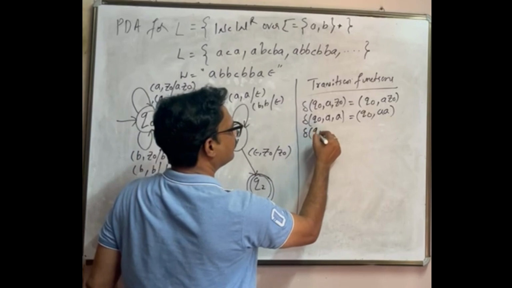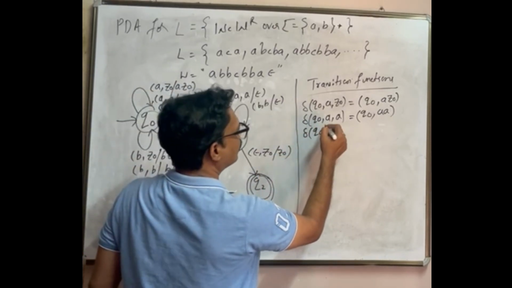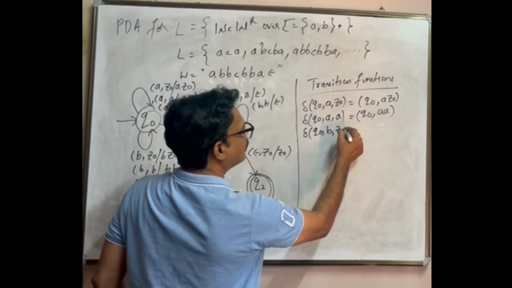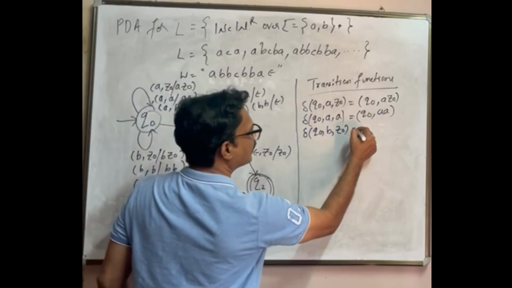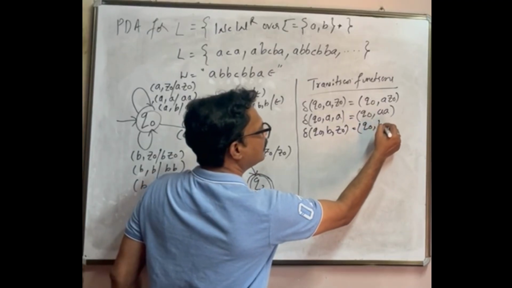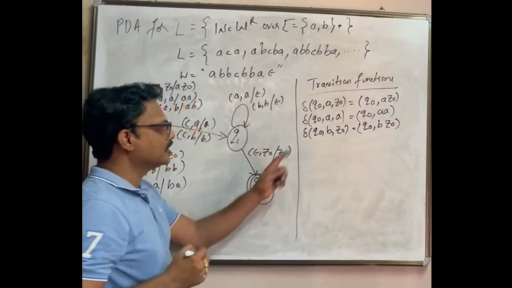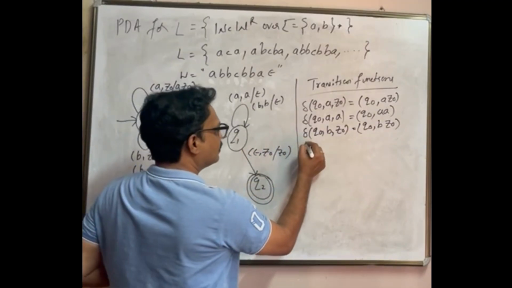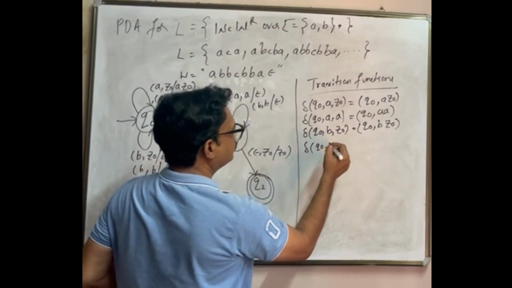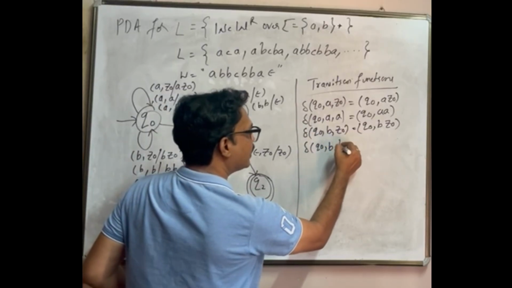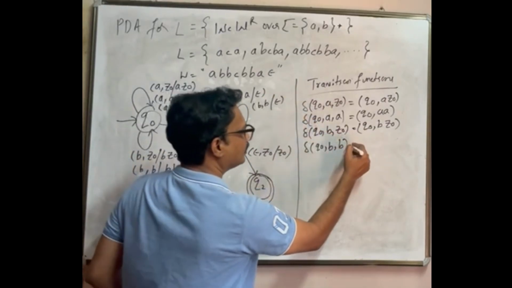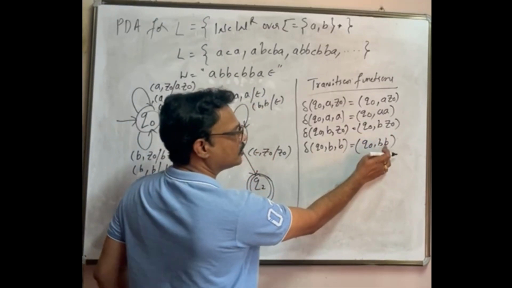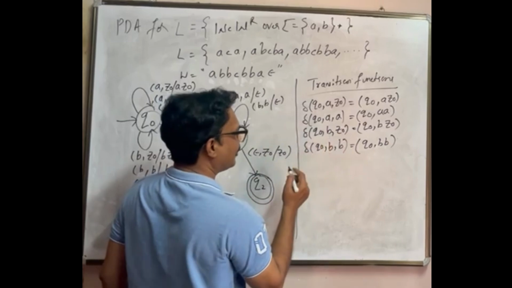Then if on Q naught, if B is read and the top of the stack is Z naught, so Q naught B Z naught. That is, B will be pushed onto the stack, and this is the stack content. Next, upon Q naught, if B is read and already there is a B in the stack, then Q naught B B. That is, the top of the stack is B and B is pushed.